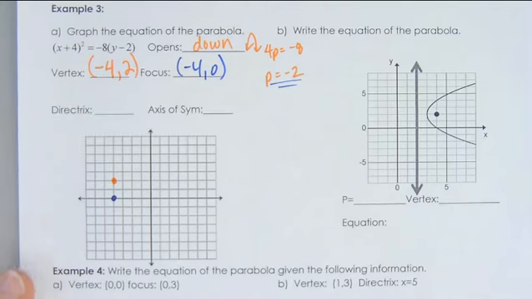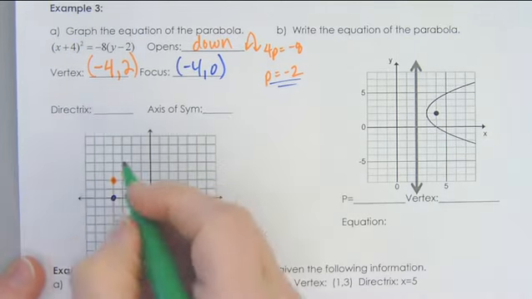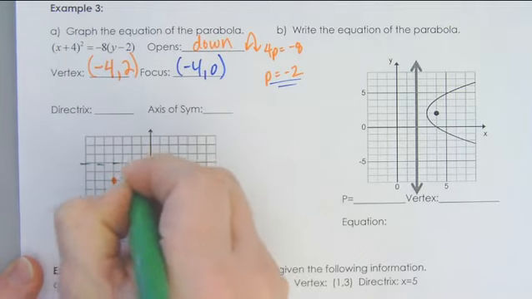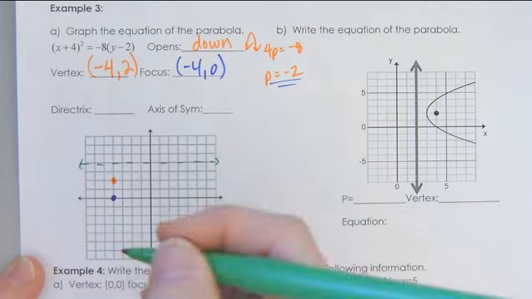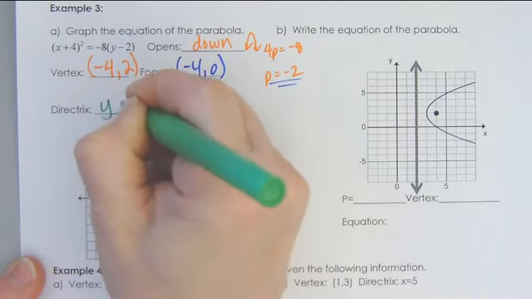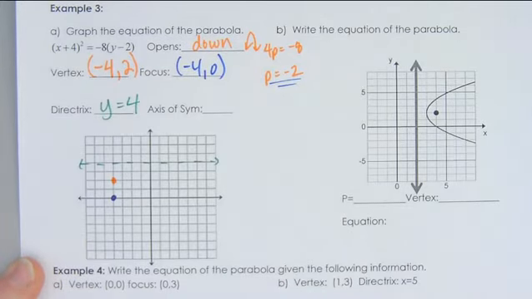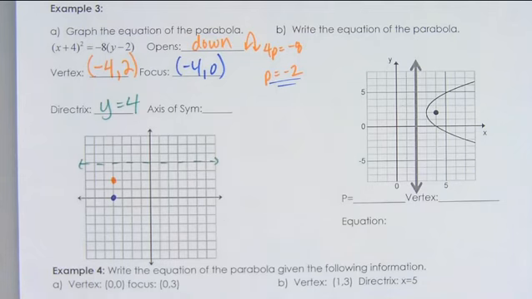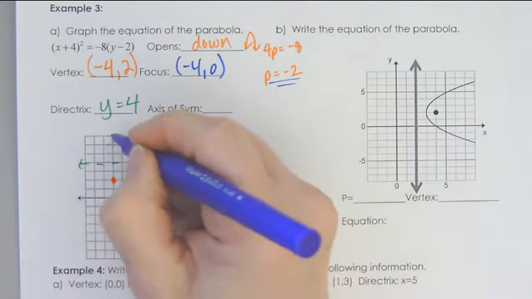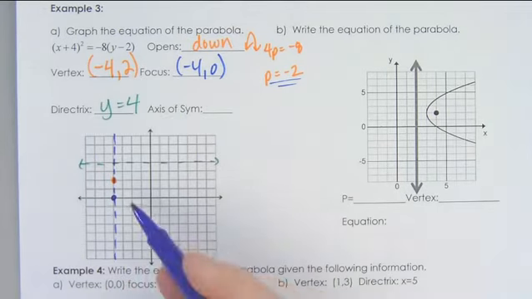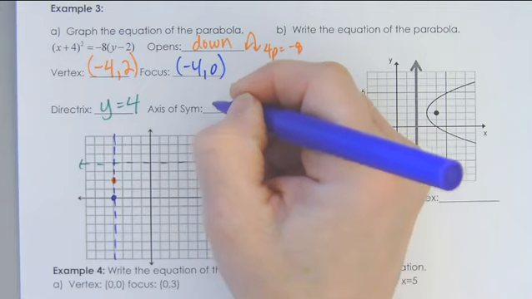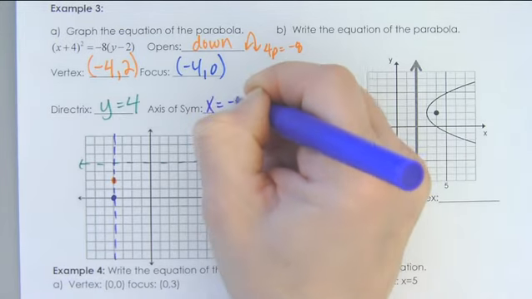The directrix is going to be the same distance away from the vertex, but in the opposite direction. So I'm going to go up 2 and make that dotted line. The directrix here is the line y = 4. And then again, the axis of symmetry is what cuts the graph in half, goes right through the vertex and the focus, and so that's going to be the line x = -4.